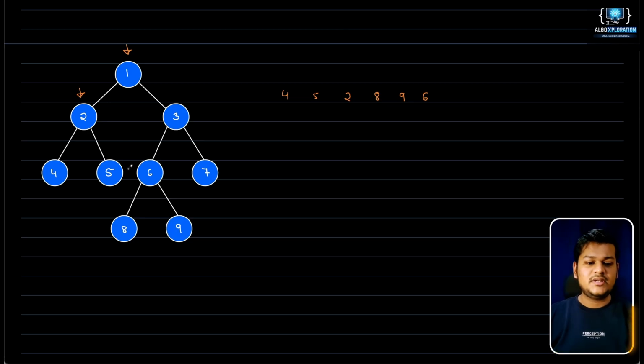And then I'll come to 6 and 6 will be printed. After 6, I'll go to the root, that means the parent, that is 3. And from 3, I will go to 7. So 7 will be printed. And then 3 will be printed. And then at last 1 will be printed. So this is the post order traversal of this tree. I believe you got it.